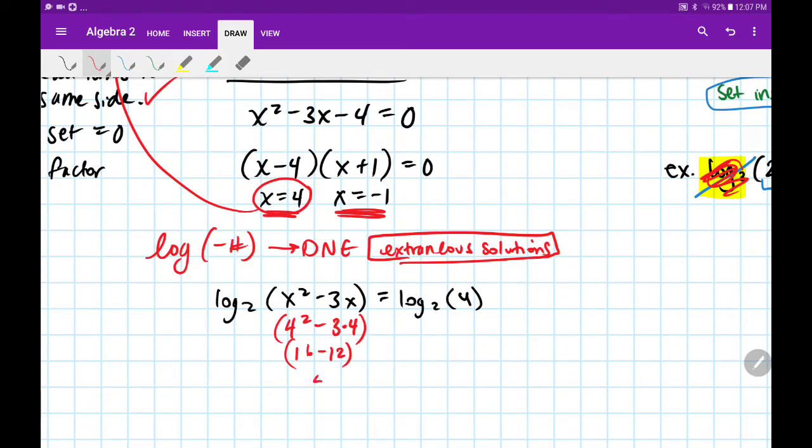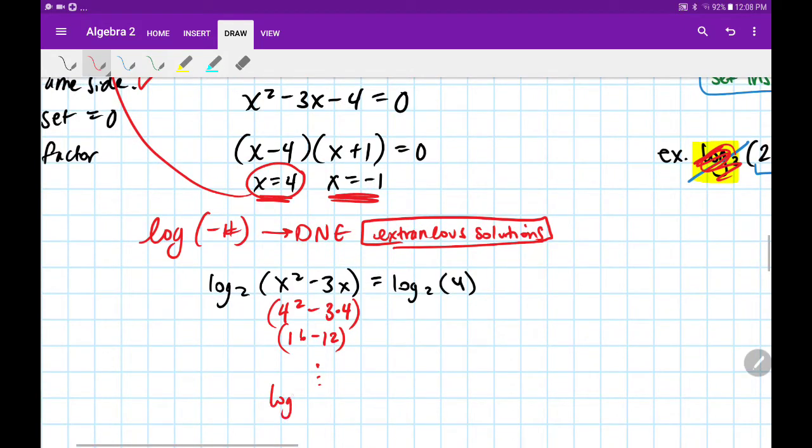So 16 minus 12 is 4. Well, remember, we're taking a log of that number, and log of 4 is okay. That exists. If we had done the work, let's say, and gotten log of negative 4, then we would say, ooh, that's extraneous because you can't take log of a negative. But in this case, it worked out.